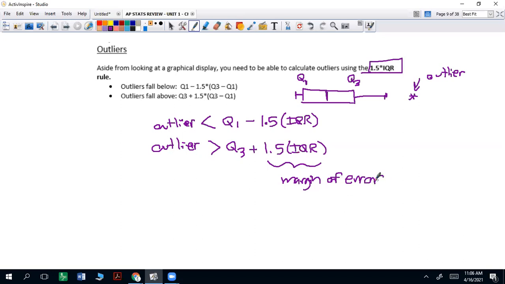I don't really make that connection when I teach it to you because we haven't learned about margin of error, but the middle 50% of your data is in here, right? So if you have your margin of error, anything above that margin of error is an outlier. Anything below that margin of error is an outlier.